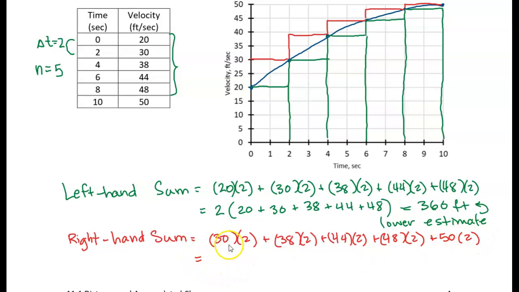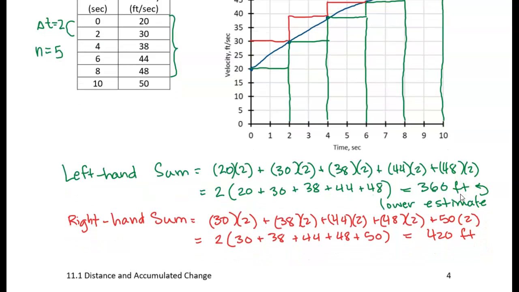Now again, I see a common factor of 2. So it's a lot easier just to go and add up all of these: 30 plus 38 plus 44 plus 48 plus 50, and then multiply by 2. So when I do that, I got 420 feet. Now that is an overestimate, right? It's too high, so I would call this my upper estimate, or overestimate.